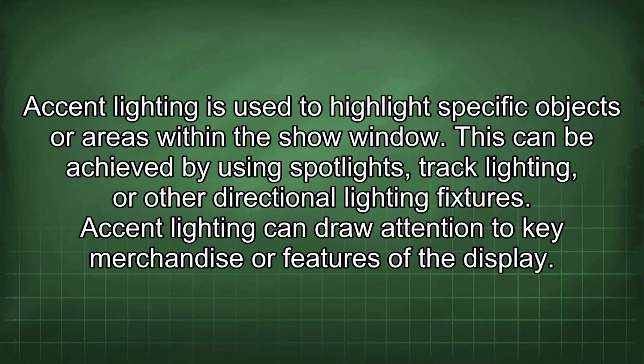Accent lighting is used to highlight specific objects or areas within the show window. This can be achieved by using spotlights, track lighting, or other directional lighting fixtures. Accent lighting can draw attention to key merchandise or features of the display.